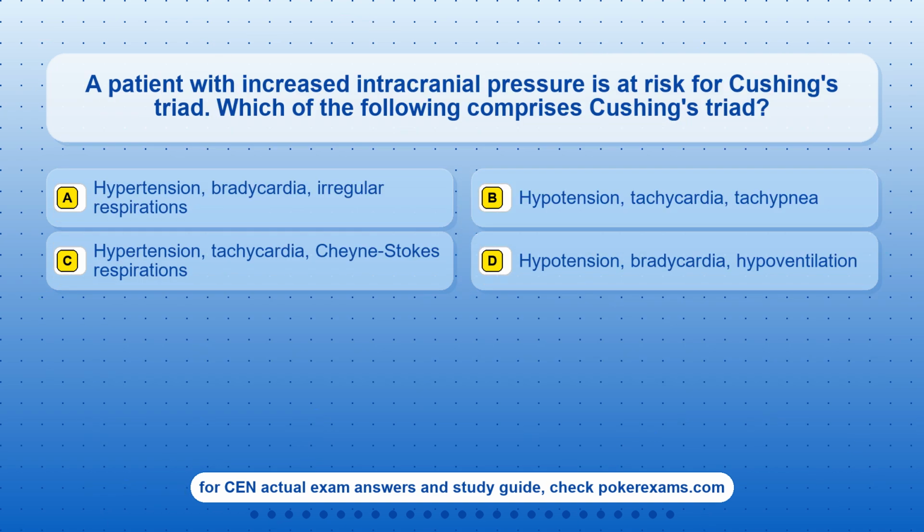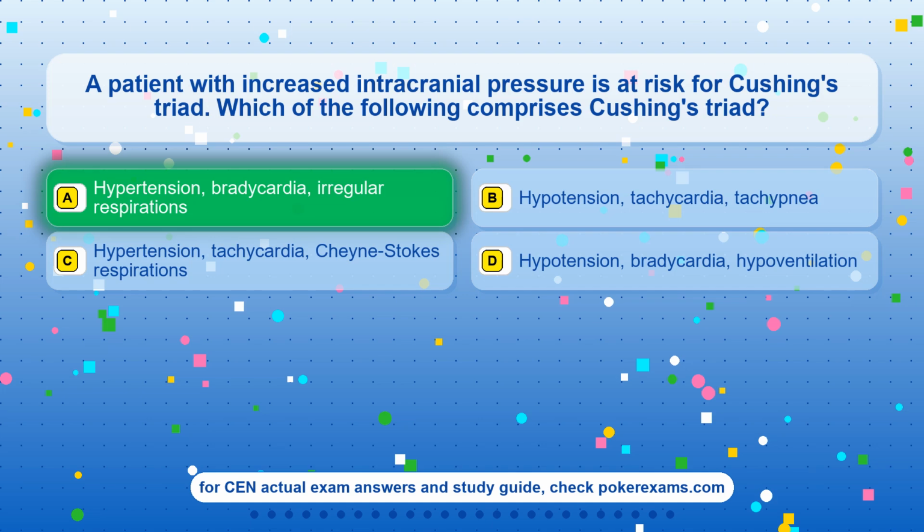Question 25. A patient with increased intracranial pressure is at risk for Cushing's triad. Which of the following comprises Cushing's triad? Option A, hypertension, bradycardia, irregular respirations. Option B, hypotension, tachycardia, tachypnea. Option C, hypertension, tachycardia, Cheyne-Stokes respirations. Option D, hypotension, bradycardia, hypoventilation.